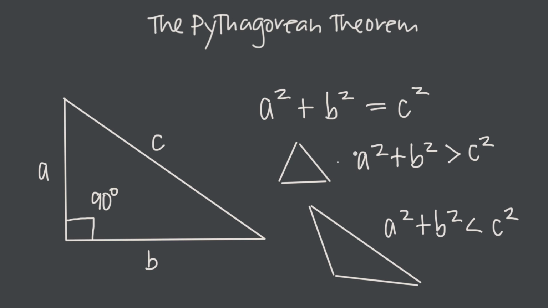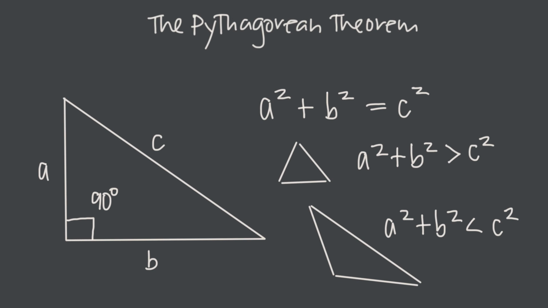In an acute triangle, a squared plus b squared is bigger than c squared. In an obtuse triangle, a squared plus b squared is less than c squared. But just right, in the middle of those, is the right triangle, where a squared plus b squared is exactly equal to c squared every time.